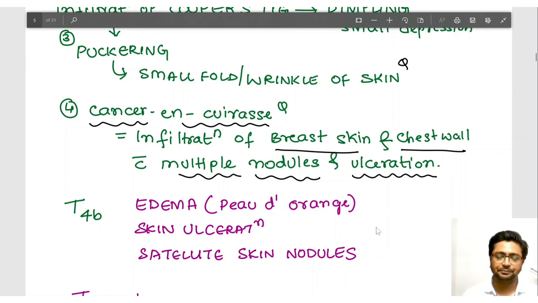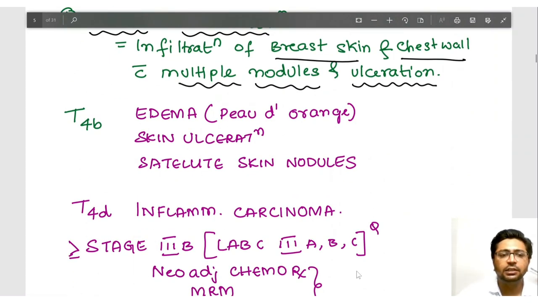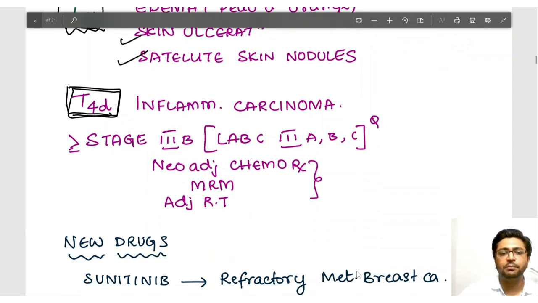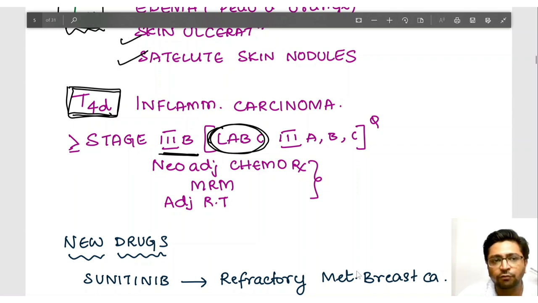So if there is peau d'orange, what T stage would it be? It would be T4B. T4B also contains skin ulceration and satellite skin nodules. So remember this, T4B is peau d'orange. And what is T4D? T4D is nothing but inflammatory breast carcinoma. So if it is T4B, then it would be stage 3B or more. And stage 3A, 3B and 3C are referred to as locally advanced breast carcinoma. So if there is T4B, then it is stage 3B and it is a locally advanced breast cancer.